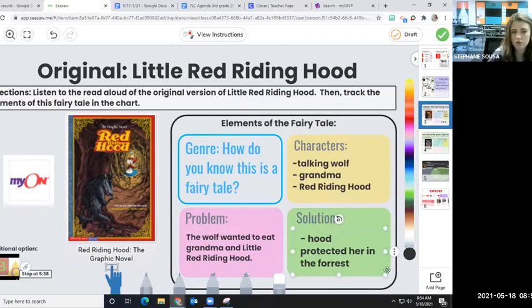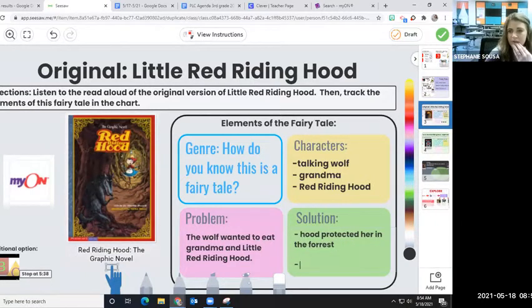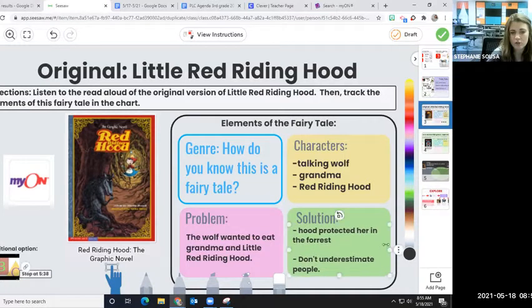So there were kind of two solutions here. There's a reason the wolf didn't eat her in the forest, and it's because that hood could protect her during the day. Okay, so that was one solution. Then we had a solution at the end as well. At the end, we brought in Tim's solution of don't underestimate your opponents, right? Don't underestimate people. Okay, and there's a solution where the wolf learned, oh, shoot, she knows what she's doing, right? He thought it was going to be easy and it wasn't. Okay, lots of different solutions there.